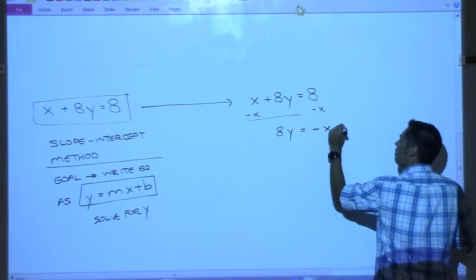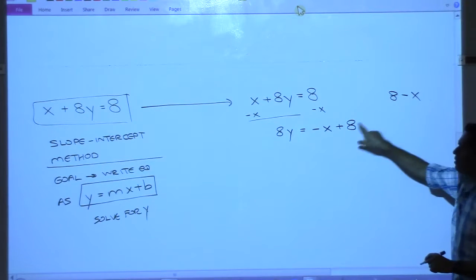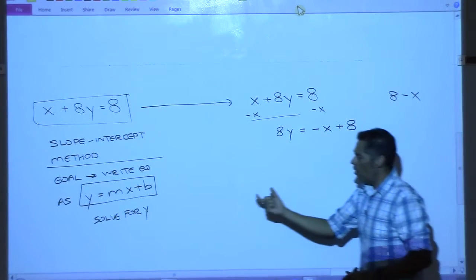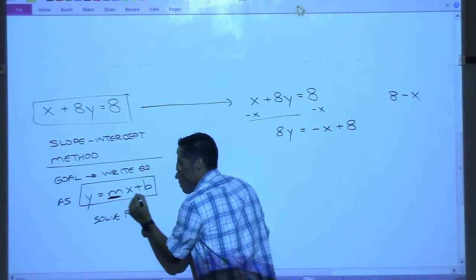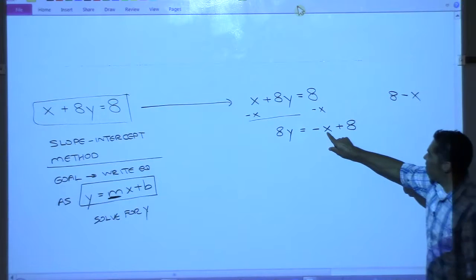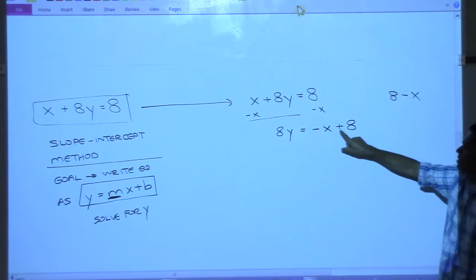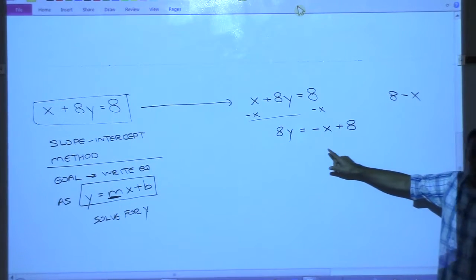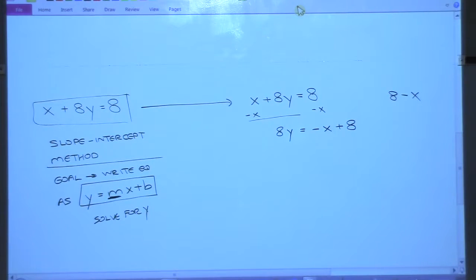Negative x plus 8. So notice instead of writing it 8 minus x, I wrote it as negative x plus 8. And the reason I did that is because my goal is to make it look like this, which is a number in front of x plus a number by itself. Right? So right now, do I have a number in front of x? What's the number in front of x? Negative 1. What's the number by itself? 8. Okay, so that's what we're going for. The only problem is we don't have y by itself. It's 8 times y.